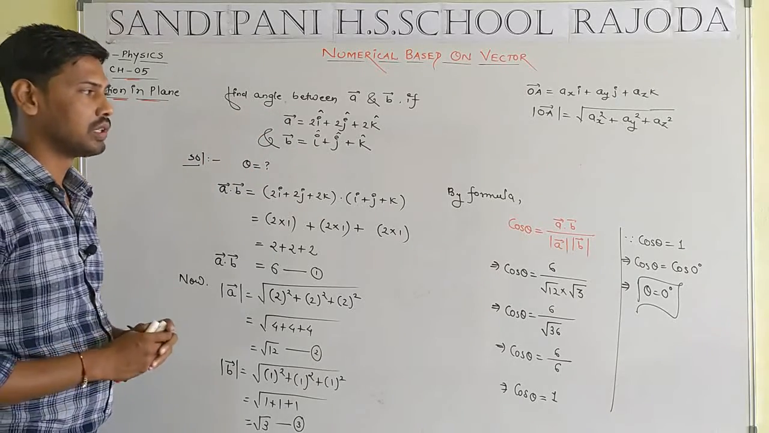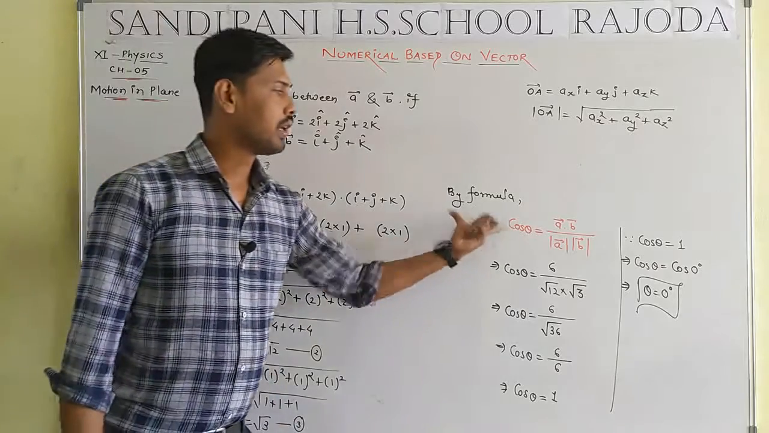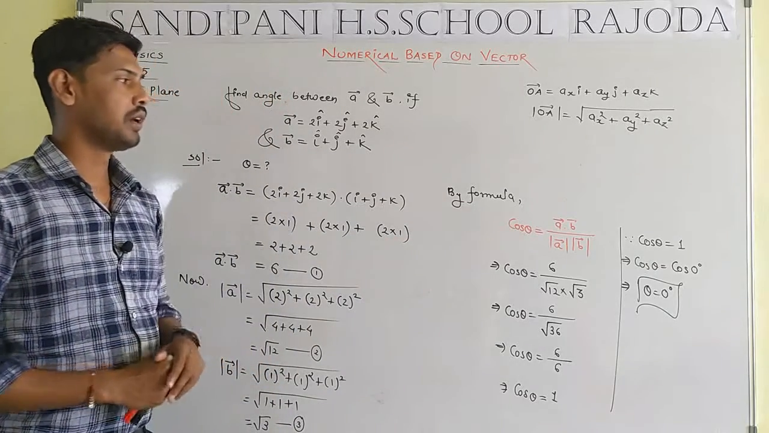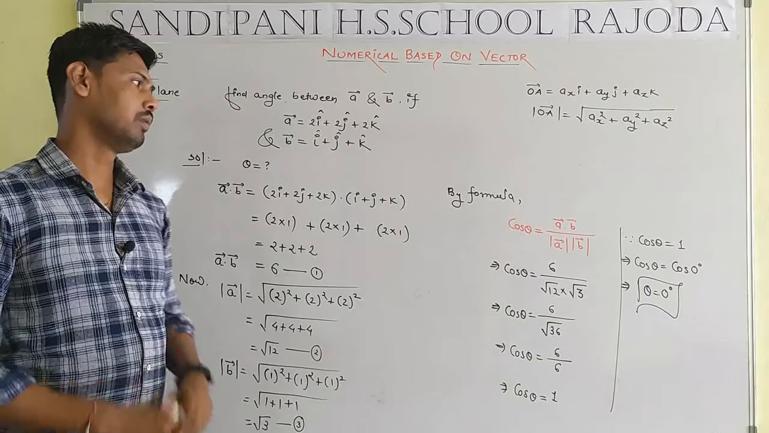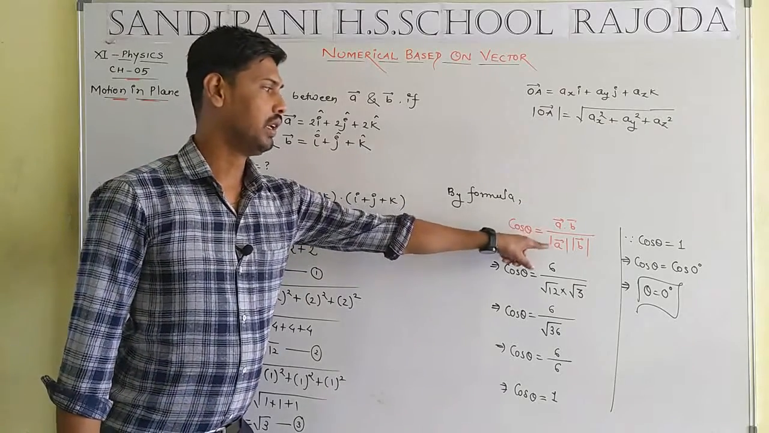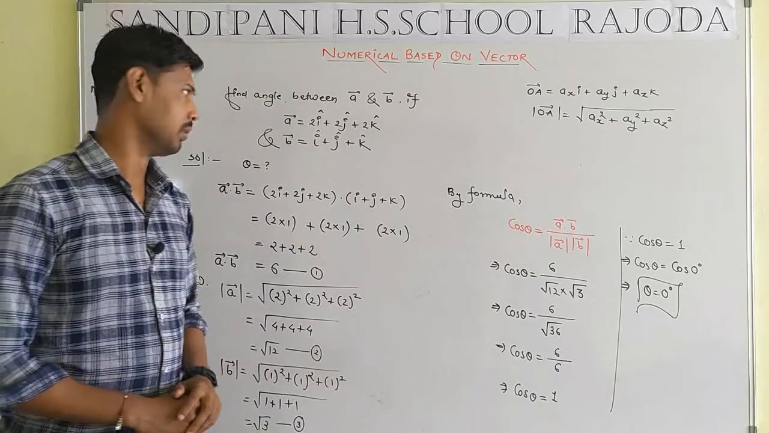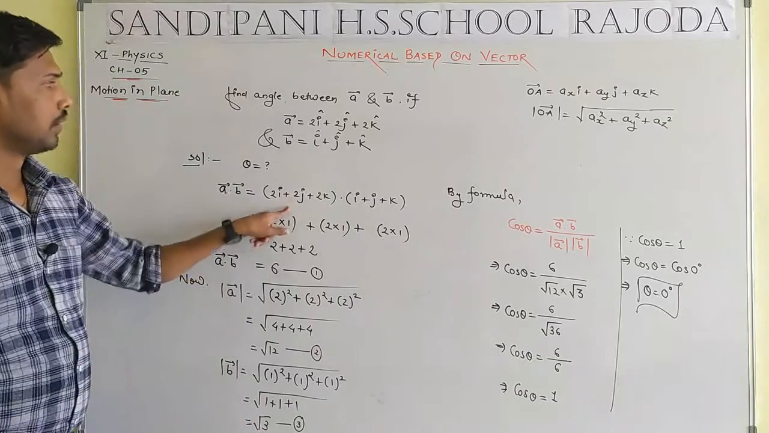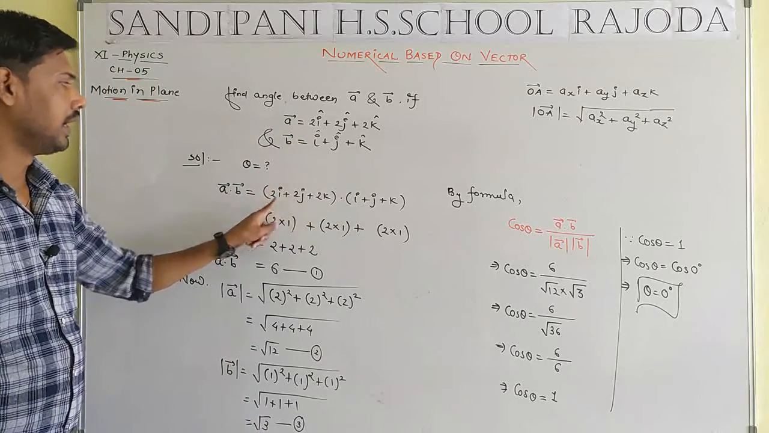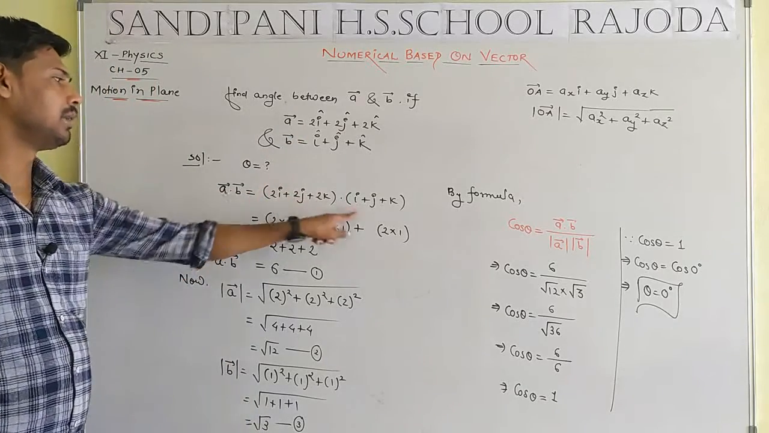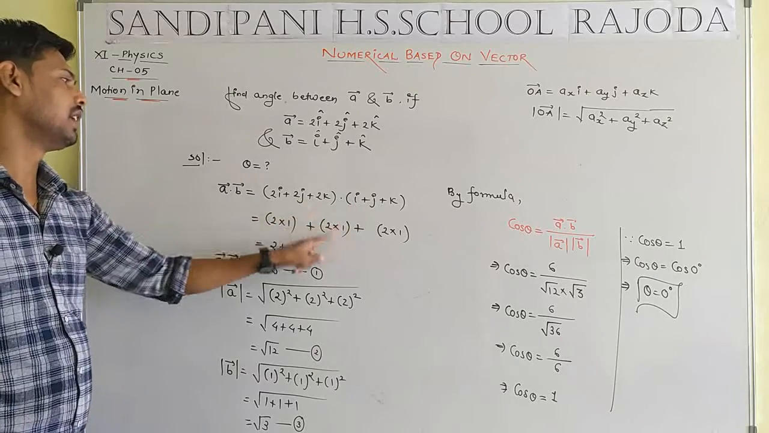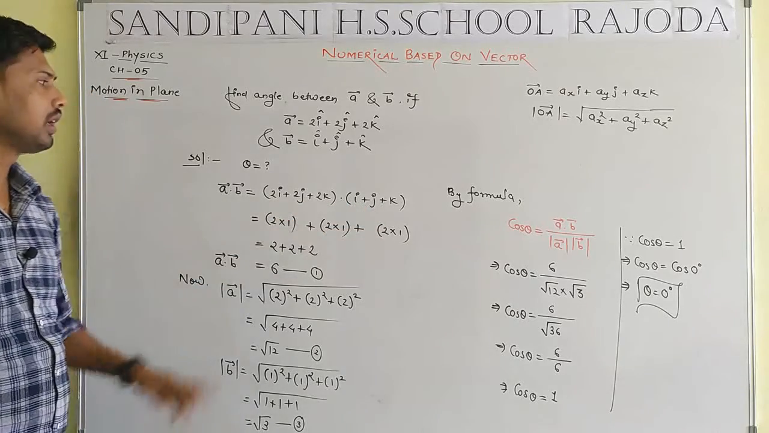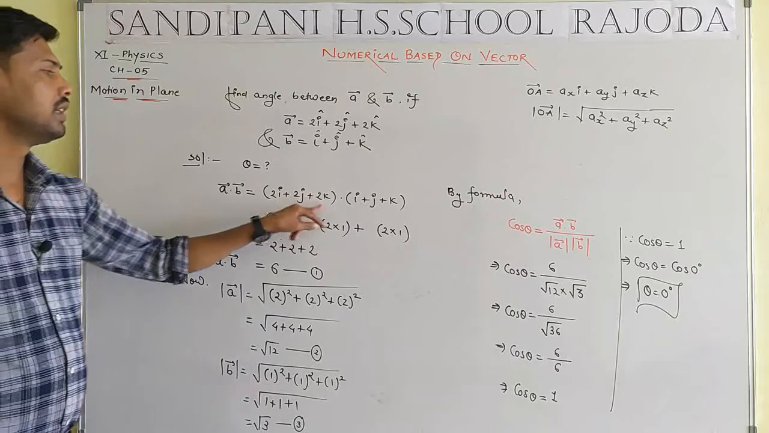I will tell you once again very well. First I have to remember the formula: cos theta is equal to A dot B divided by mod A mod B. A dot B means I multiplied by I, J multiplied by J and K multiplied by K. You will ask, sir, what about I, J, K?